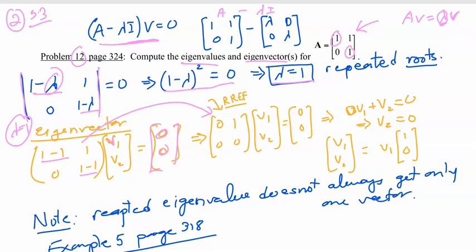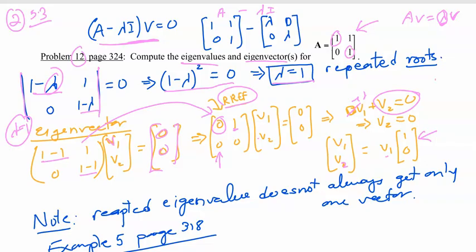Now this is already in row reduced echelon form, so I can write down the equation. This row is 0, you don't even need it. So V2 equals 0; V2 has to be 0. Your free variable is V1, because I don't have a pivot column in the first column. So V1 is a free variable. I write V1 equal to V1, and V2 equal to 0. That's why it's 1, 0.